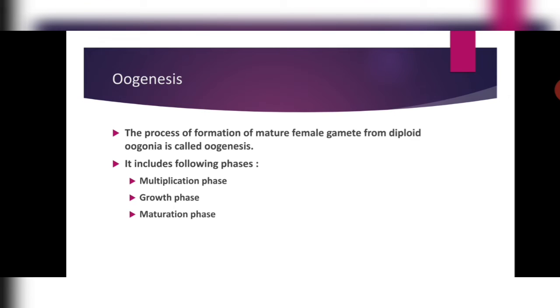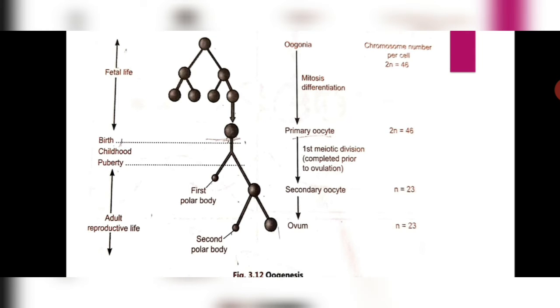Let us now discuss oogenesis. Oogenesis is the process of formation of a mature female gamete known as ovum from diploid oogonia. It includes three processes: the multiplication phase, growth phase and the maturation phase. Again, let us understand the same through a schematic representation.